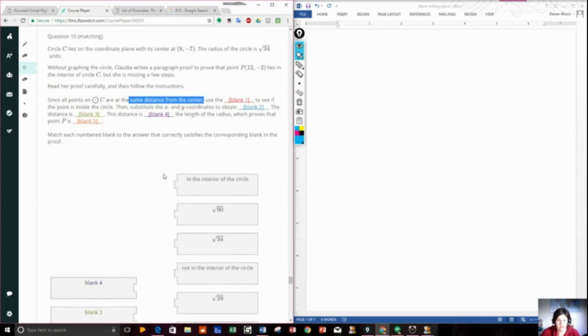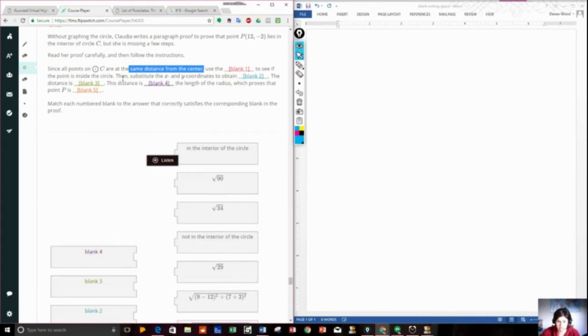So let's read the next sentence to see if we have a hint. Then substitute the x and y coordinates to obtain blank. The distance is blank. This distance is blank the length of the radius, which proves that point P is blank. Match each numbered blank to the answer that correctly satisfies the corresponding blank in the proof.